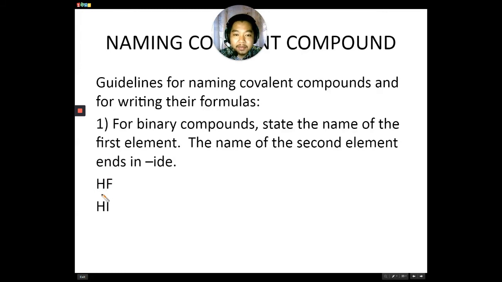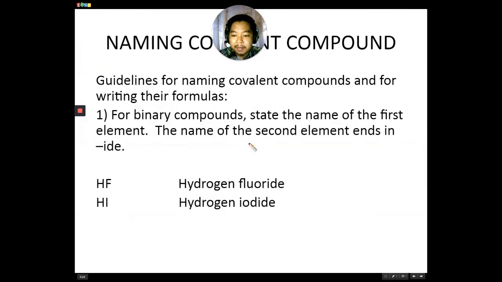We write the name of the first element and the second element ends in IDE. We change the suffix of the second element. So, this becomes hydrogen fluoride. The fluorine becomes fluoride. This one becomes hydrogen iodide. So this is the first step in naming covalent compounds. Easy, right?